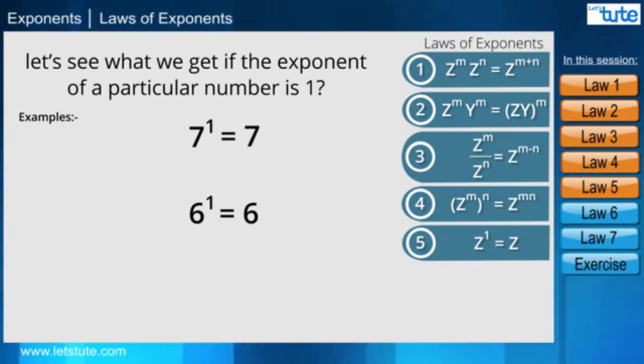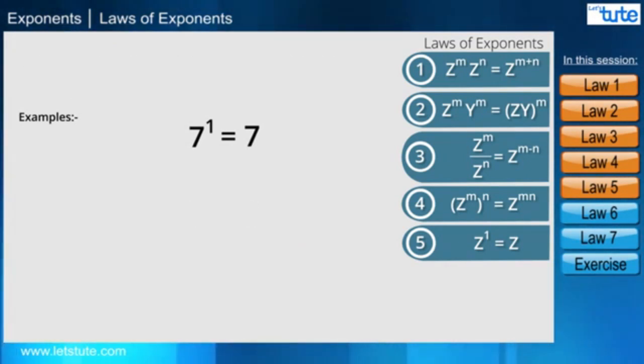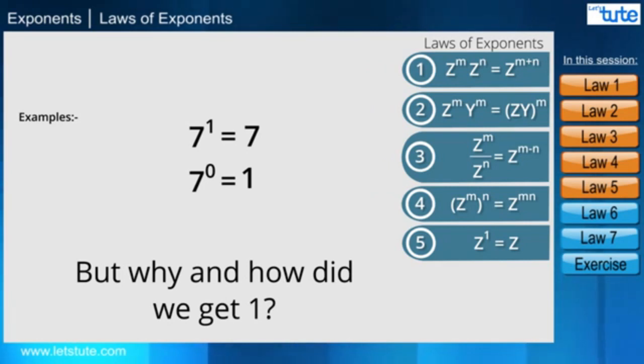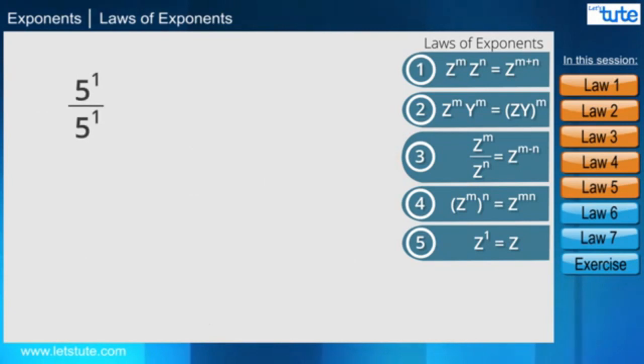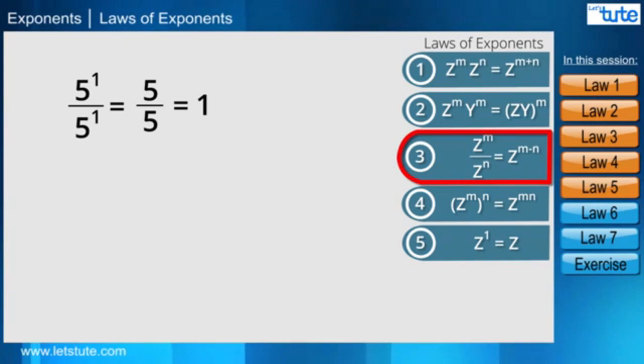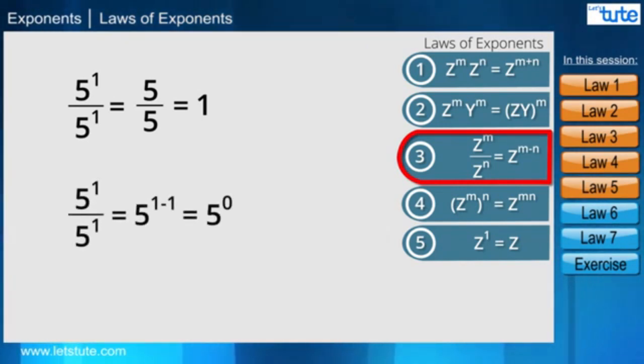Okay, this was when the exponent of the number was 1. But what will we get if the exponent is 0? The solution will be 1. But why and how did we get 1? Now according to our third law of exponent, to divide identical bases, we have to subtract the exponents, right? Now, what will we get if we divide the same number? It will be 1. Similarly, what will be the solution according to the law? 5 raised to the power 0, which is eventually equal to 1.